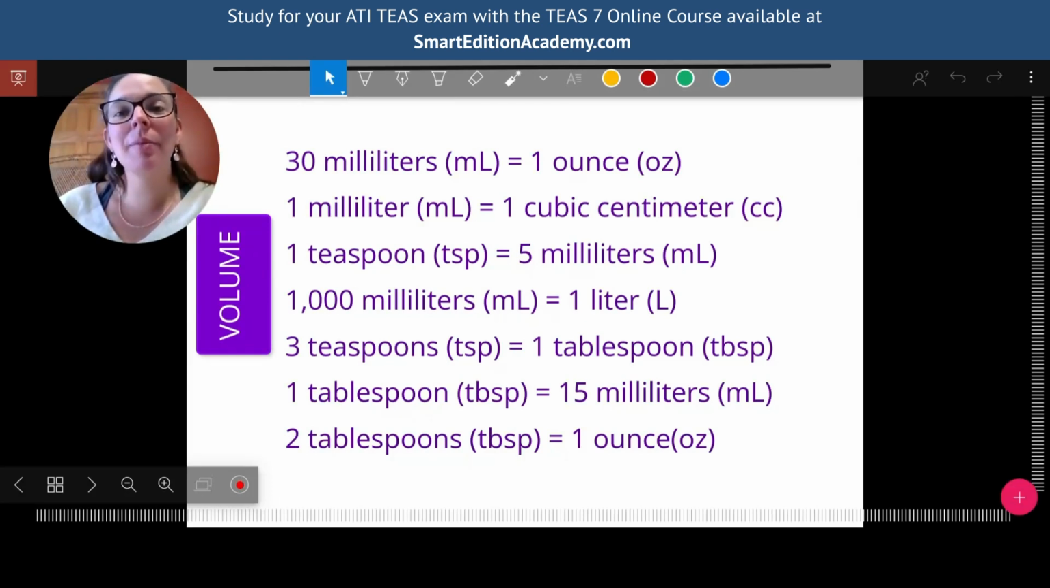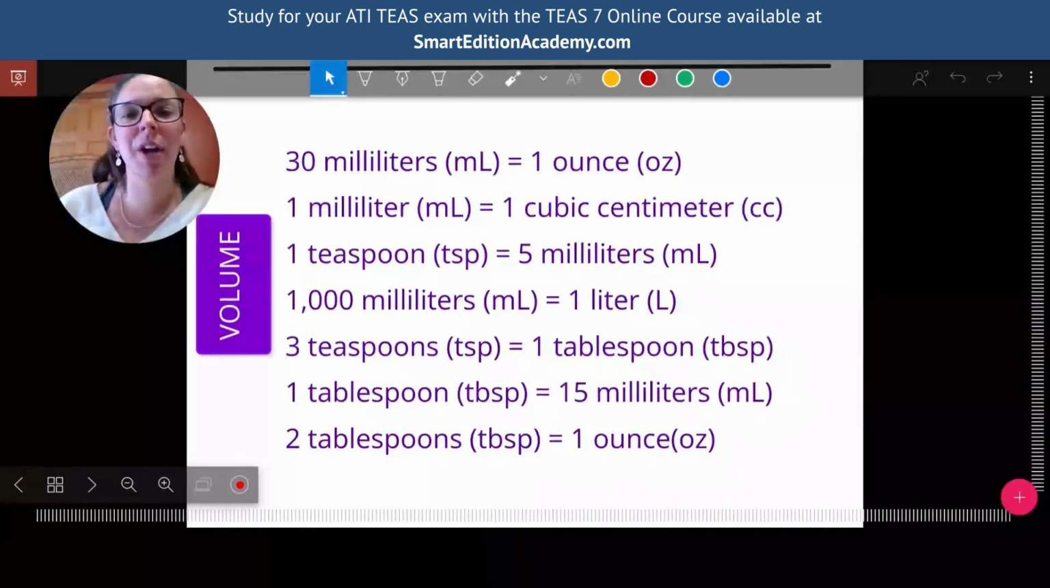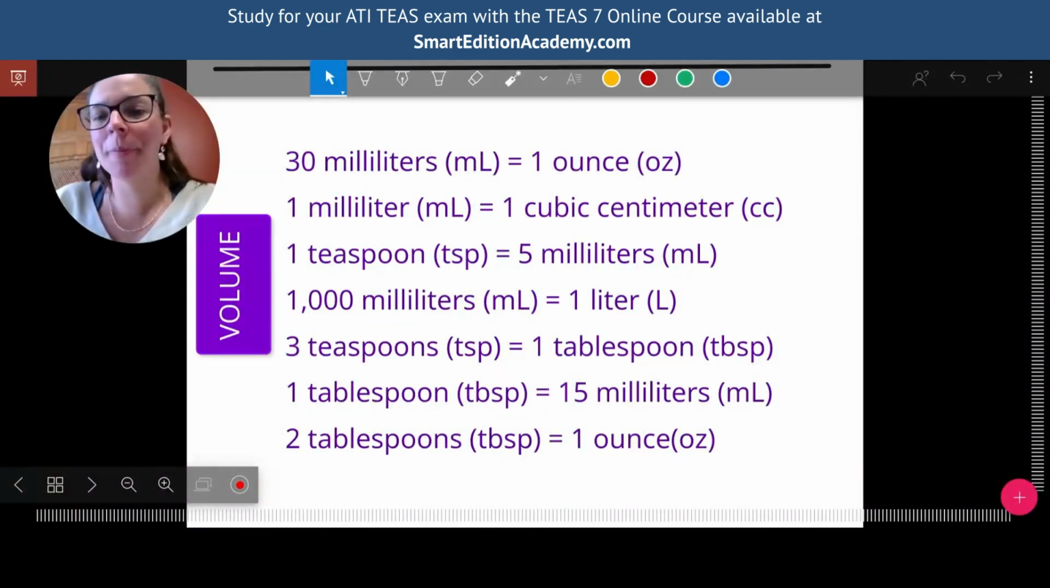And some of these, if they're metric conversions like milliliter to liter, I'm going to show you a strategy to help memorize some of these a little bit better, or figure them out as you go. 3 teaspoons is equal to 1 tablespoon. 1 tablespoon is equal to 15 milliliters. And 2 tablespoons is equal to 1 ounce. All of those are important conversions to know. Again, take a picture, take a screenshot so you have it handy for later.